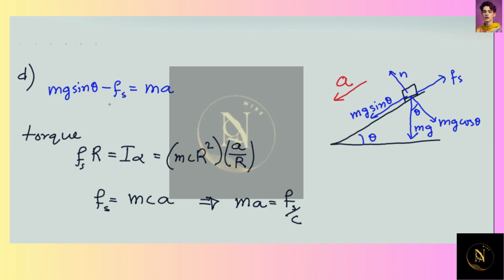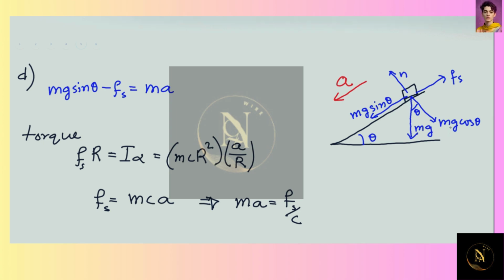Now in part D, we need to find out the coefficient of static friction, and to do so, we have to make a free body diagram of the object. As you can see, I've already drawn that. So we have the object over here, and the weight of the object is vertically downwards, and that's why we have two components acting on the object.